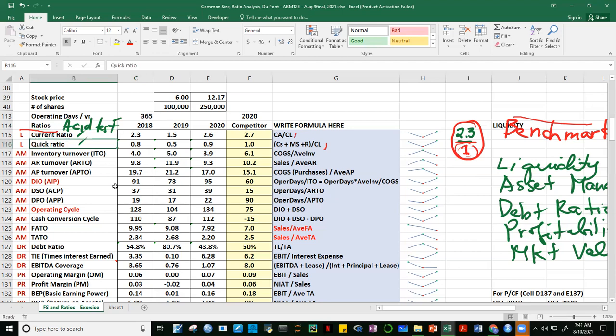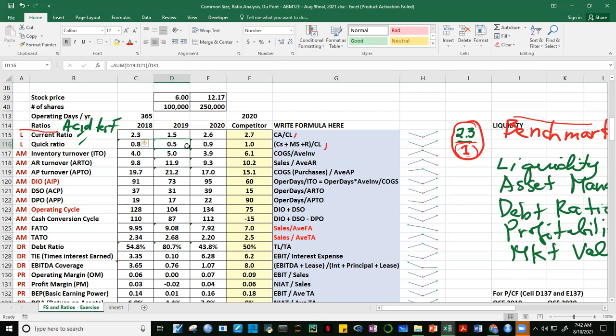So we use a more stringent measure called quick ratio or acid test ratio, which only includes cash, marketable securities, and receivables divided by current liabilities. So this one, for example, the 0.5 here indicates that for every peso of current liability that will become due, the company has 0.5, 50 centavos of quick assets to pay its current obligations.